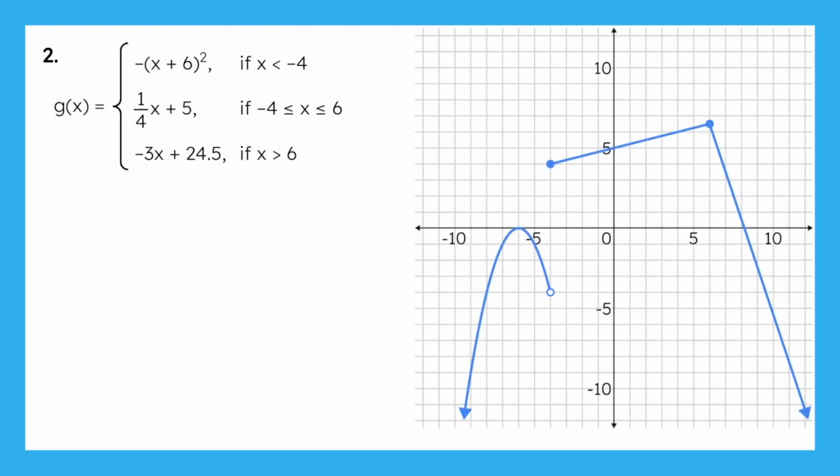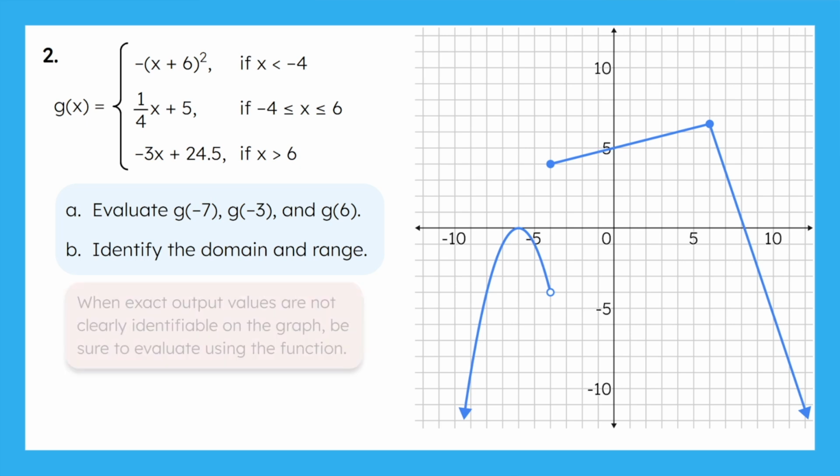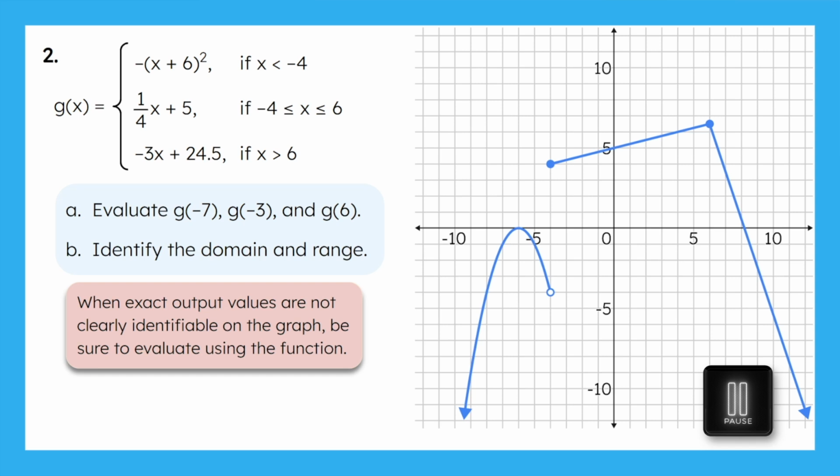Let's try another one. For this piecewise function, evaluate g of negative 7, g of negative 3, and g of 6, then identify the domain and range and record them in both inequality and interval notation. When exact outputs are not clearly identifiable on the graph, be sure to evaluate it using the function. Pause the video here while you work.